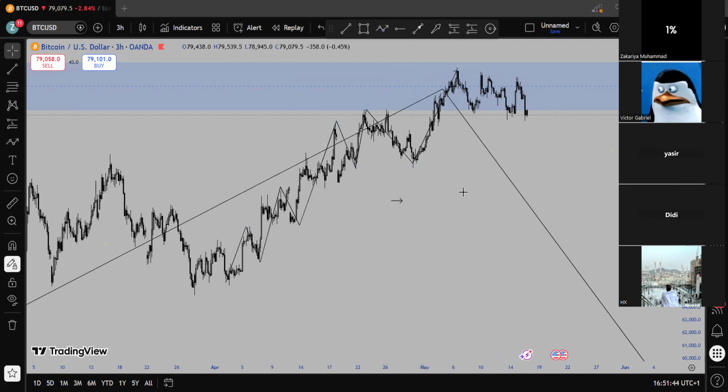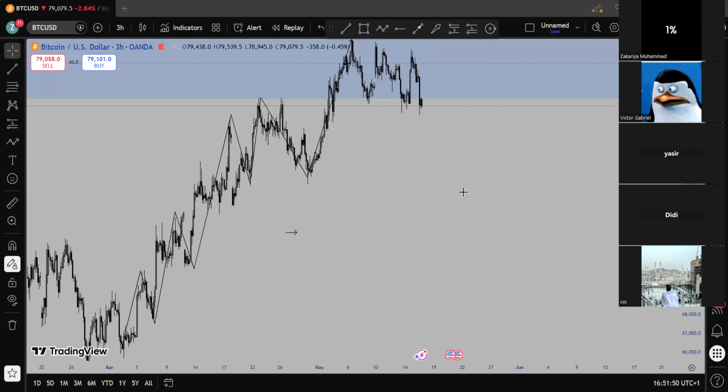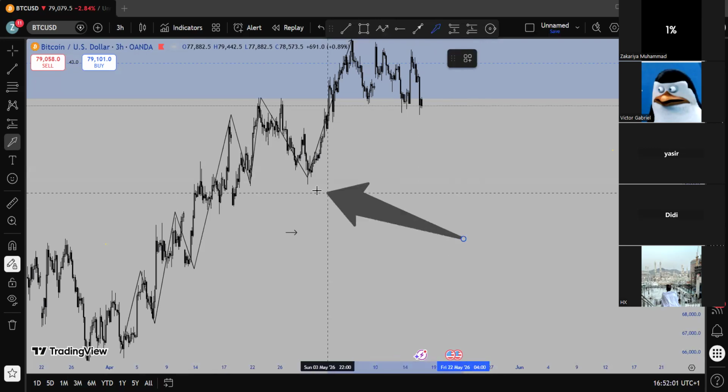So for us to confirm a market structure shift, which zone do we expect the market to break? Can anyone answer me? Yes, can you answer me? Gabriel. The last low, which is our last low? This one, right? Yes, sir.